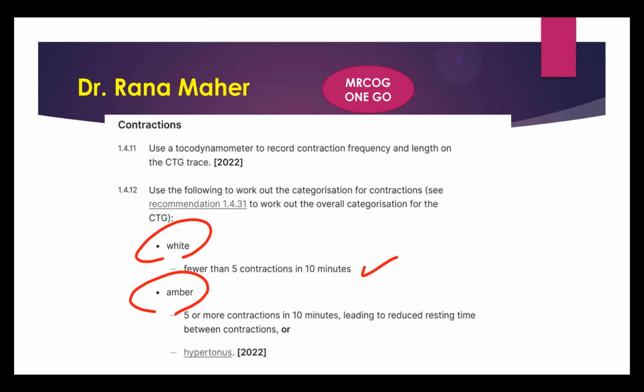This is the point I commented on in the first slide. While contractions happen, the blood supply to the baby is affected. So the baby needs resting time for recovery, for the blood supply to go back to normal. If we have reduced resting time, this will affect the baby for sure. So we need less than 5 contractions in 10 minutes. If it's 5 or more, the feature will be amber at this time.